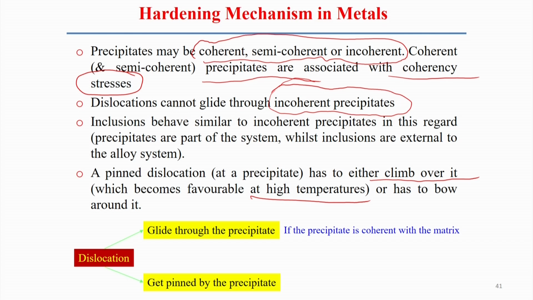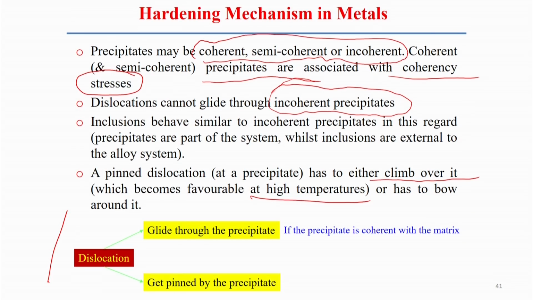That means the dislocation either can glide through the precipitate or can get pinned by the precipitate. So there are two possibilities for the interaction of the dislocations with the precipitates. And if the precipitate is coherent with the matrix, the dislocation glides through the precipitate. Here you can see further explanation of how the dislocation interacts in the presence of the precipitates.